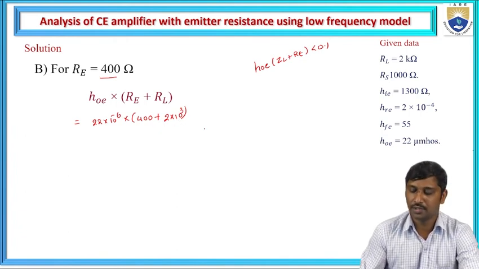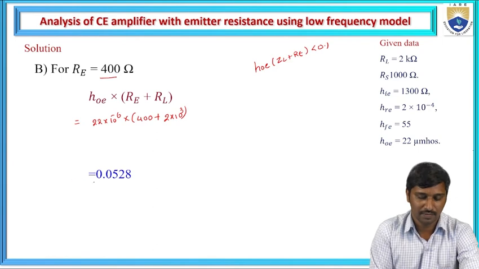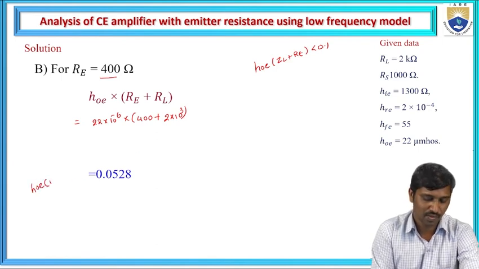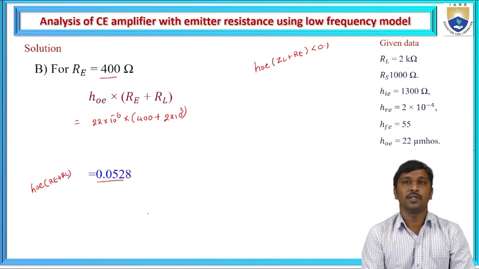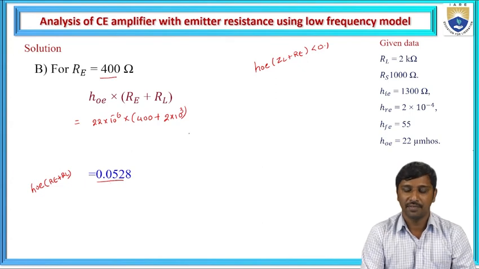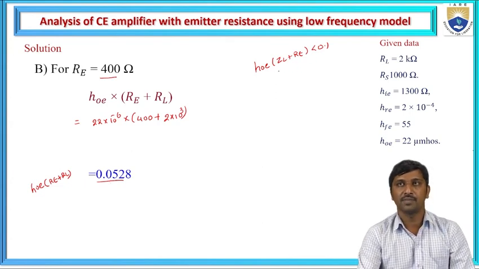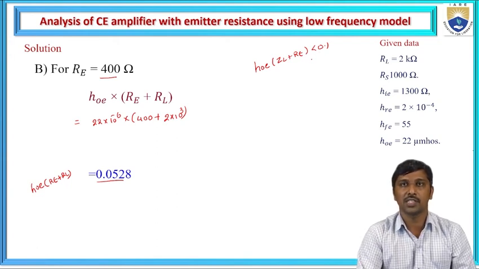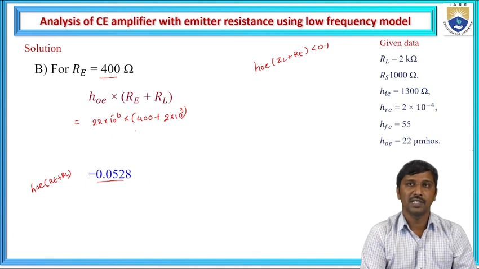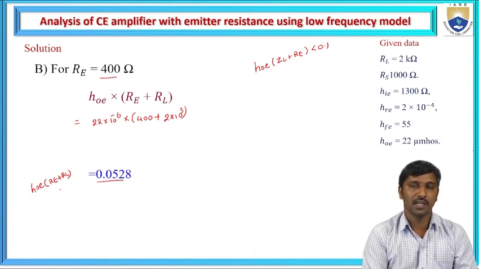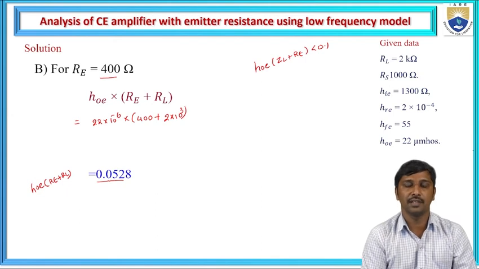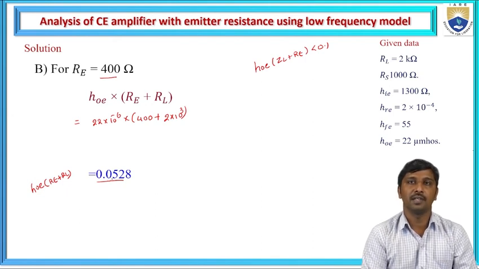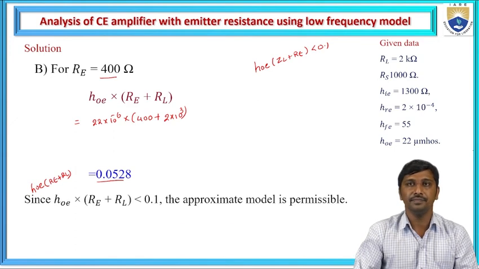So if you solve this ratio, it gives the factor hoe times (RE plus RL) is equal to 0.0528. Now we need to compare with this condition. What is the condition? hoe times (ZL plus RE) is less than 0.1. Then you can choose the approximate model. Based on the given specifications, hoe times (RE plus ZL) is less than 0.1. Hence, we can choose the approximate model for this common emitter amplifier with emitter resistance.